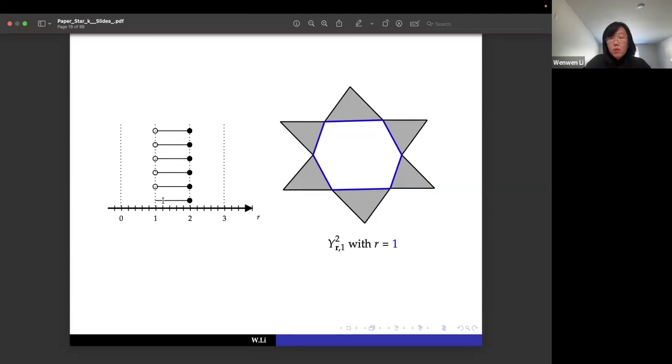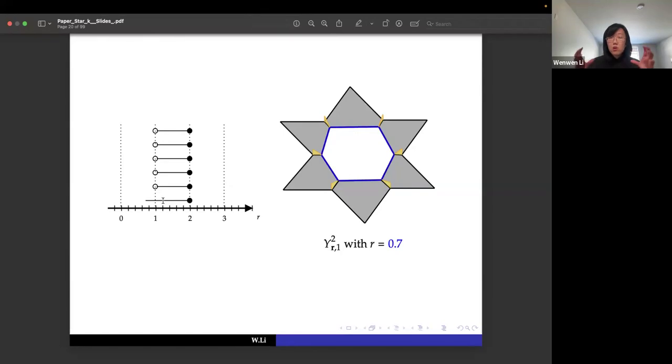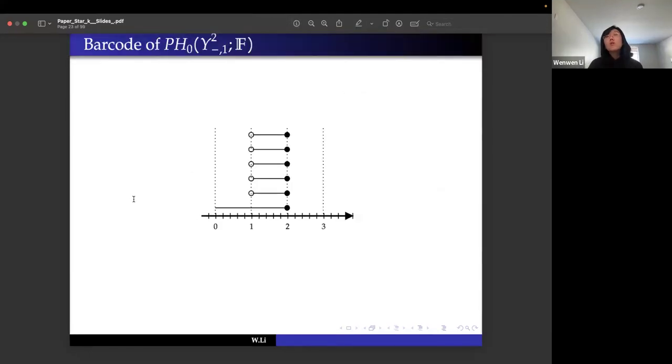Okay. So now if we further decrease R, we get smaller holes, and we also get 6 yellow-red triangles. And when R equals 0.4, on the right-hand side is the configuration space, but again, we still have one path component, so we just keep this generator alive. And at the end, we get the barcode for the zeroth persistent homology of this filtration. So this is when the length of edge E1 equals 1.